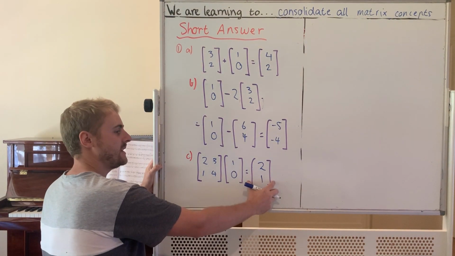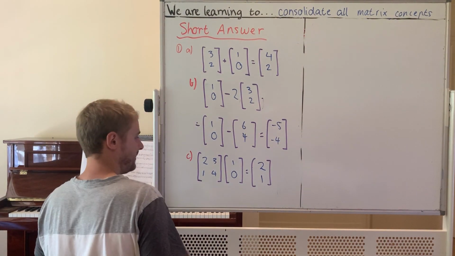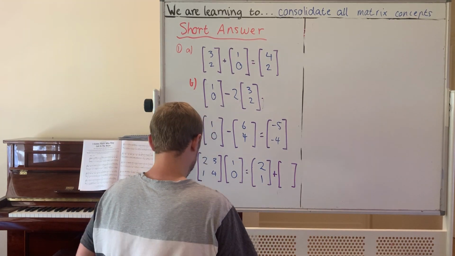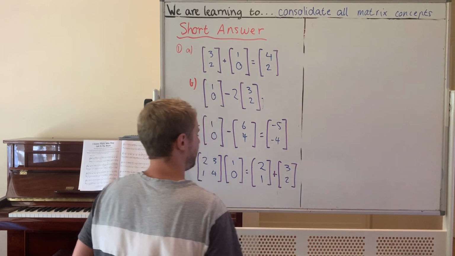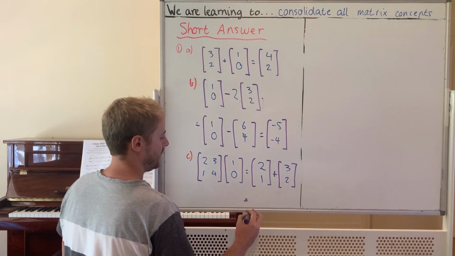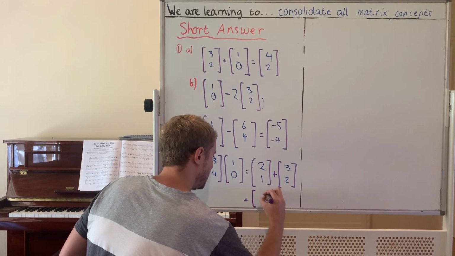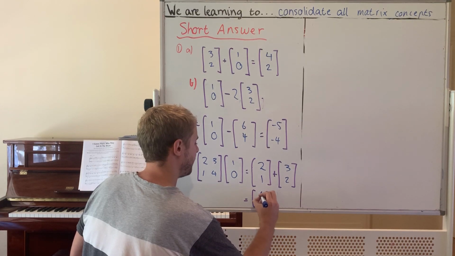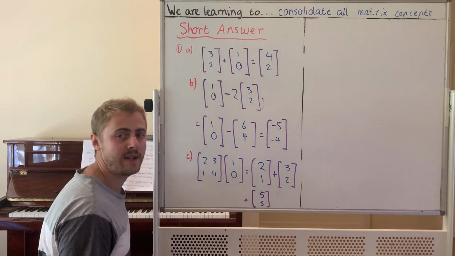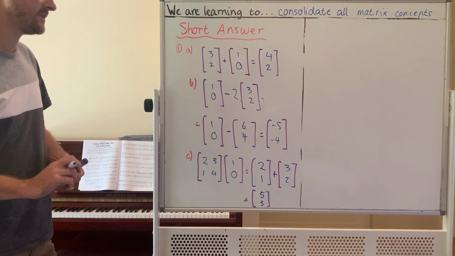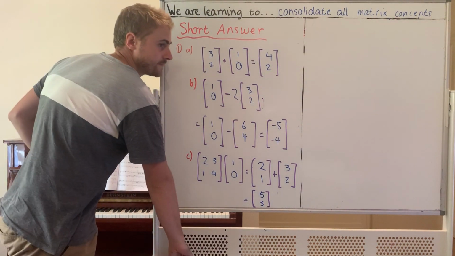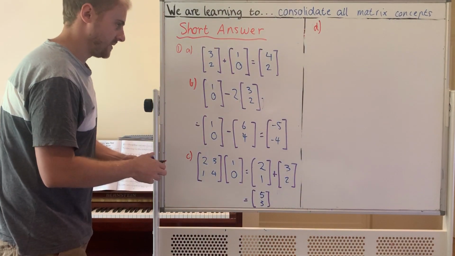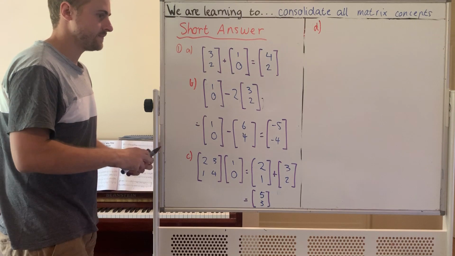So it's AB, this answer, plus C. C being 3, 2. So I'm just going to have to write this small. Alright, 2 plus 3 is 5. 1 plus 2 is 3. So that's an answer, a 2 by 1 matrix with elements 5 and 3. Sorry if I feel like I'm rushing, there is just a bit to get through with this one.